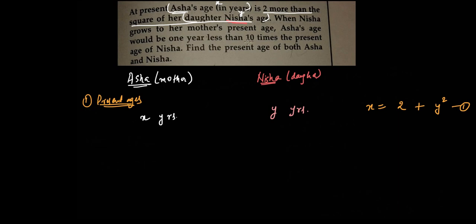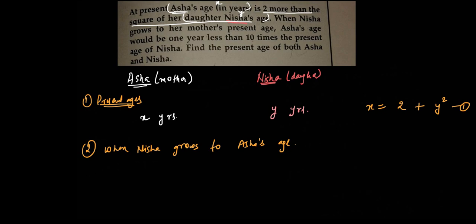Now let us see what the question says. Just try to understand the meaning of the question and after that it will be pretty much simpler. When Nisha grows to her mother's present age, now this is the point where you need to think a lot. So let us take a second scenario. When Nisha grows to Asha's age, when Nisha is actually equal to Asha's age. Now I know that present age of Nisha is Y and the present age of Asha is X. So the second condition says that when Y becomes X.